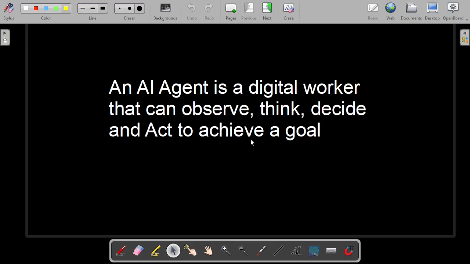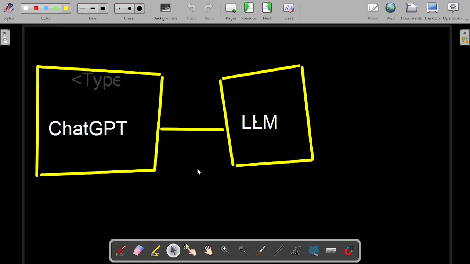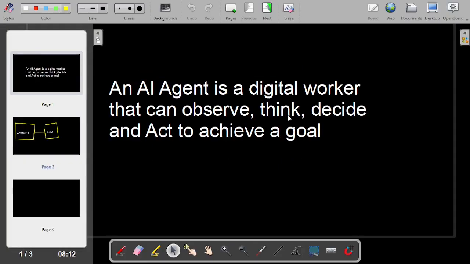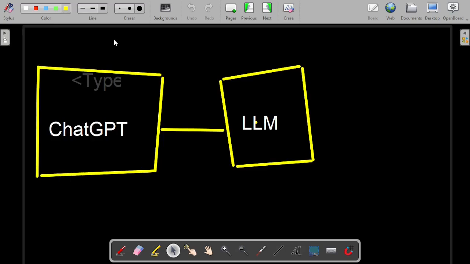Now, if you observe here, in the first scenario, ChatGPT didn't have the capability to respond to the email. After creating an AI agent, it is going to observe, think, decide, and act to achieve a goal. So you can ask how this can be possible.